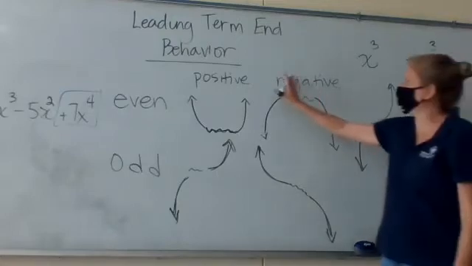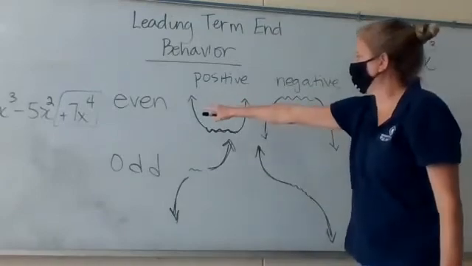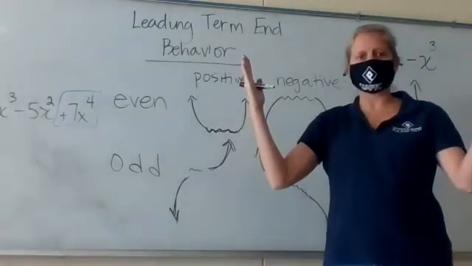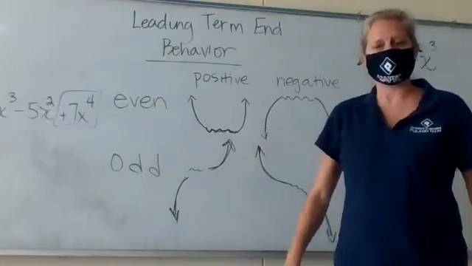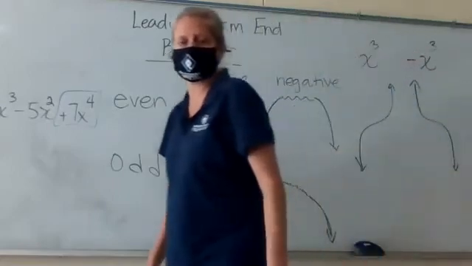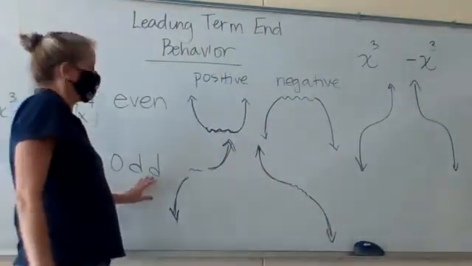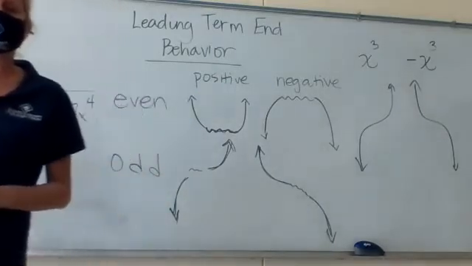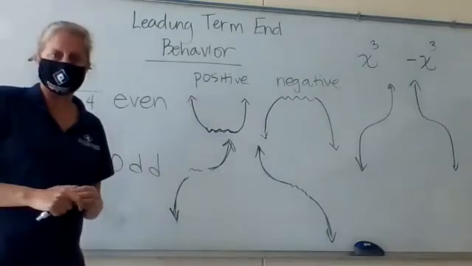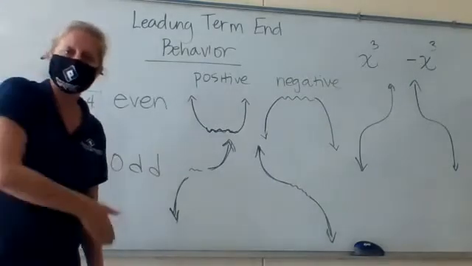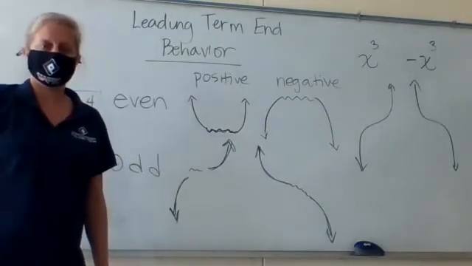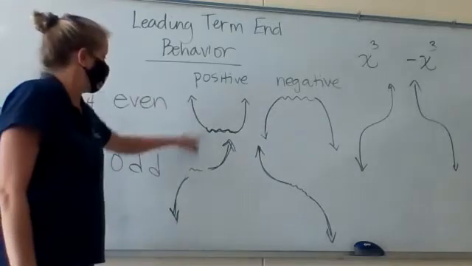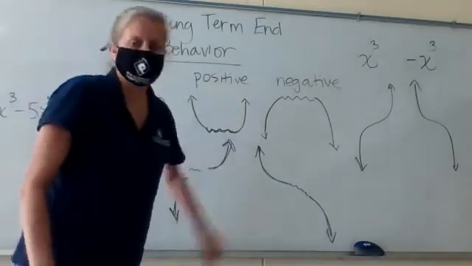So again, here's your end behavior graph. If your exponent is even, your ends are the same, either both up or both down, depending on if it's positive or negative. If your leading term has an odd exponent, that means the ends of your graph are not going to be doing the same thing. One's going to be going up and one's going to be going down, depending on if it's positive or negative.